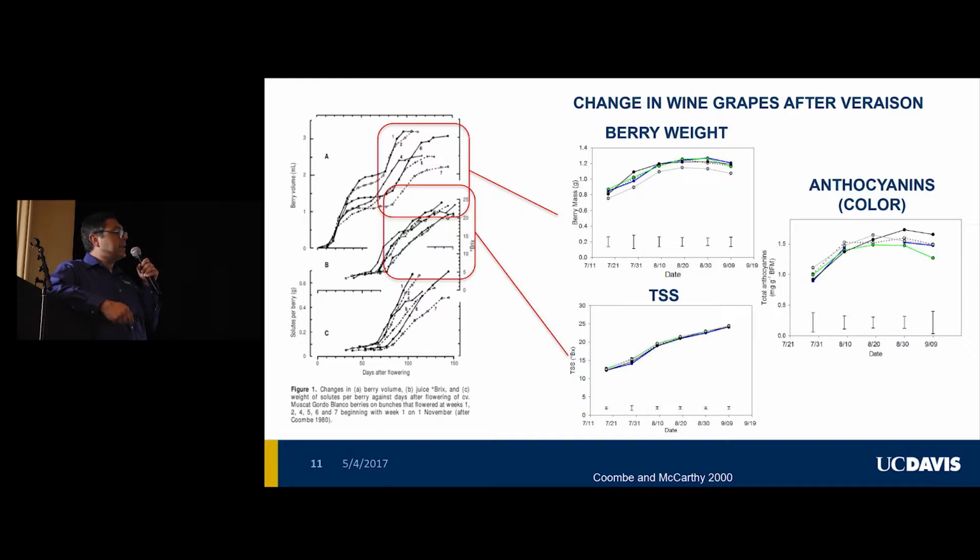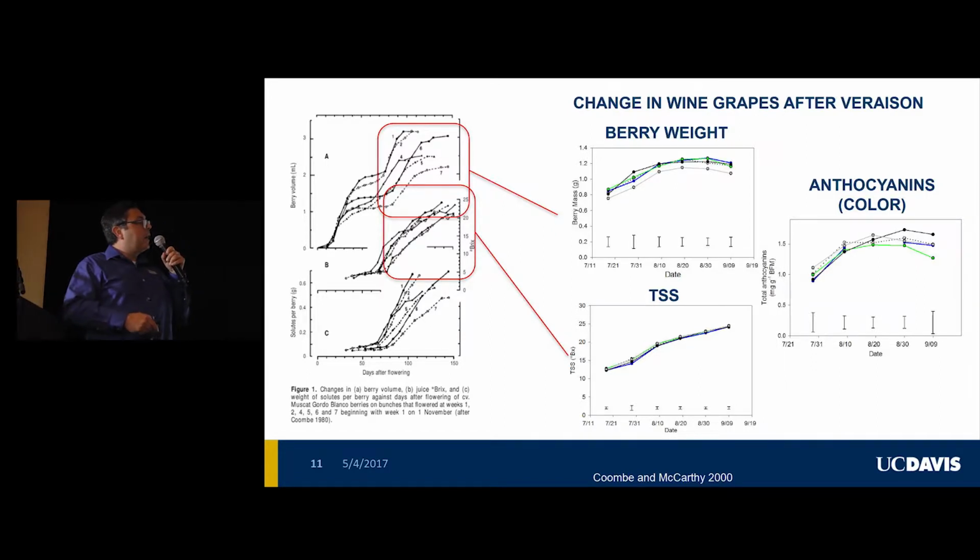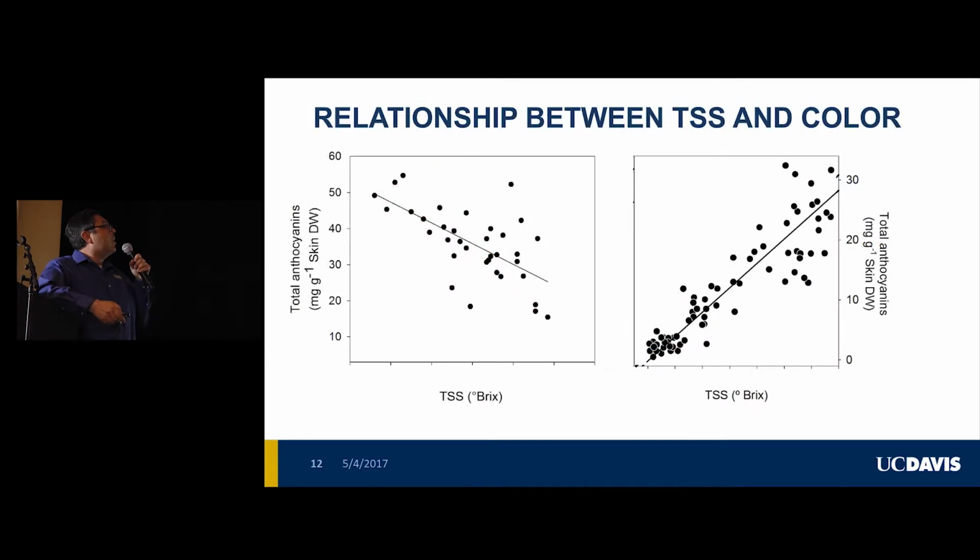Total soluble solids in California, there's not much to write home about. However, as you change the amount of light or the amount of shading or the change in spectra of the light you throw onto these canopies or berries, it will affect the degradation or stability of anthocyanins in the cluster or in the berry. So there's a relationship between total soluble solids and color.